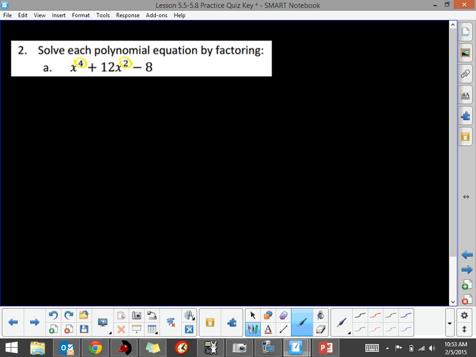We said make the substitution where u is equal to x squared. So we're going to replace this x squared with u. Then u squared would have to equal x to the 4th. So those are the substitutions that we made to make it more quadratic-like. So the x to the 4th is going to be replaced with u squared. That's just a direct replacement substitution, plus 12 times, and instead of the x squared, we're going to put in a u, minus 8. And we want to be able to solve this by factoring.